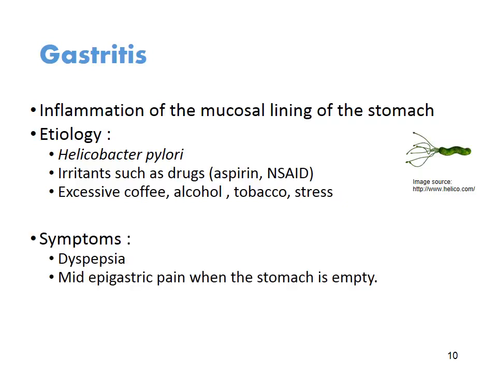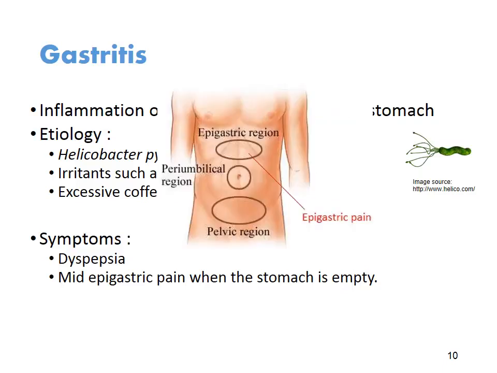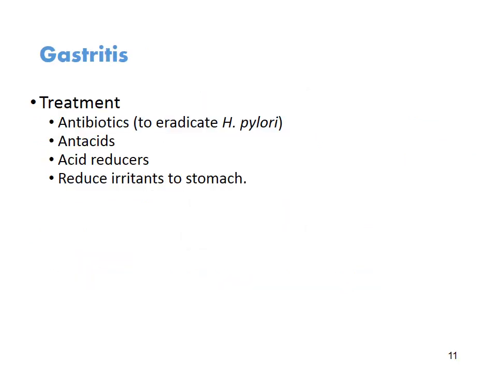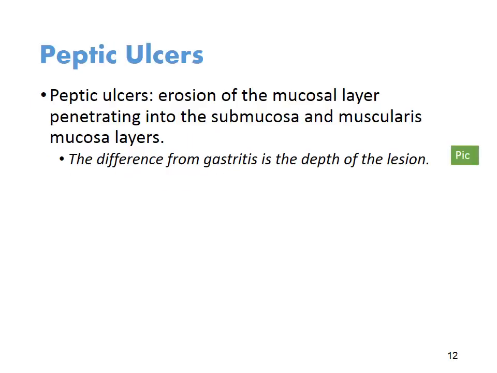A person suffering from gastritis would have dyspepsia, which is indigestion, and mild pain in the epigastric region, which is the upper central region of the abdomen. And this is especially when the stomach is empty. The treatment of gastritis is mainly to reduce the amount of acid in the stomach and to eradicate H. pylori if it is present. When only the mucosal layer of the stomach is inflamed, it is referred to as gastritis, but if there is a deeper erosion of the stomach lining, it becomes a peptic ulcer.